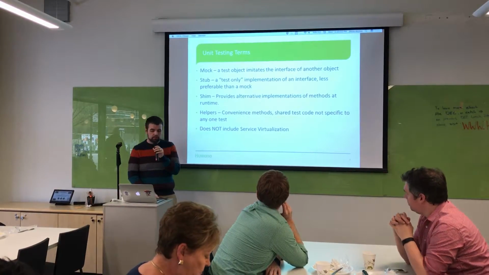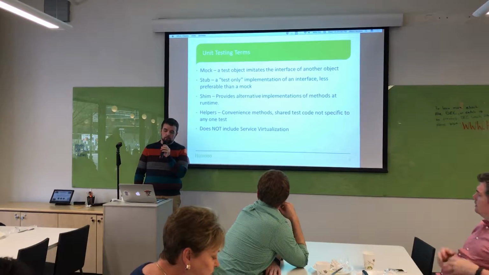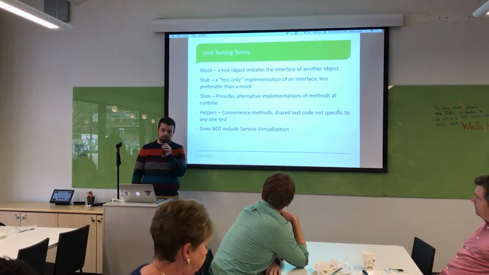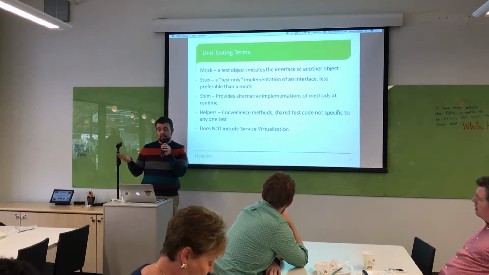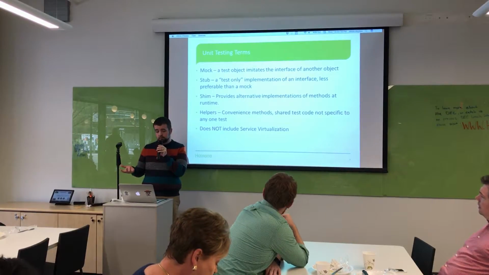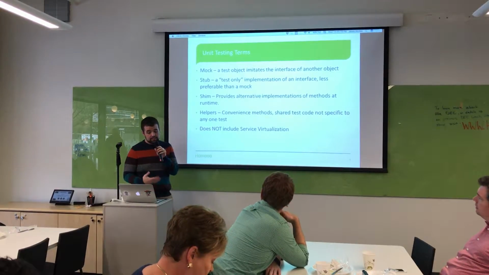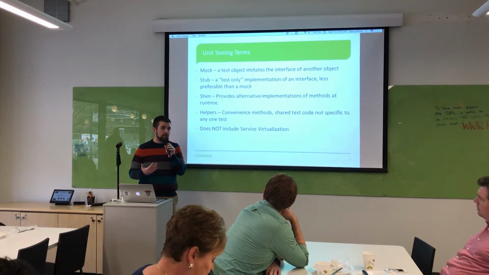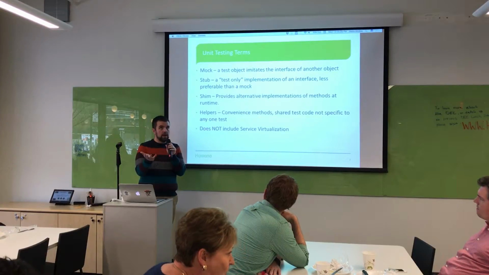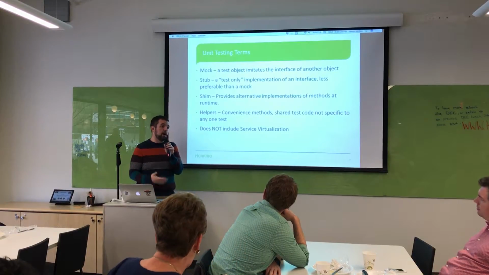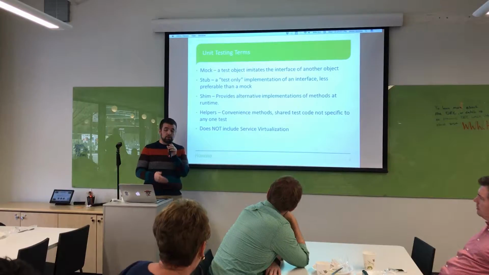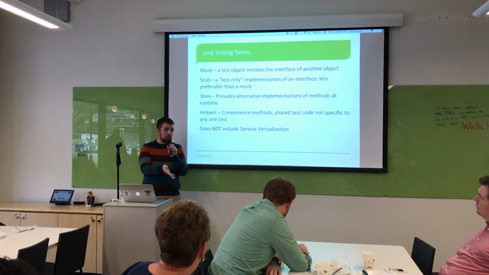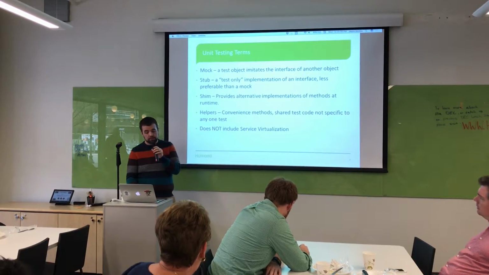So just some quick review of terms here. A mock, that's what you'll see most commonly used when we're writing unit tests. That means we're going to have basically a fake object that imitates the interface of another. A stub is a test-only implementation of an interface, less preferable. If you have a collaborator that doesn't have an interface, so you can't create a mock of that interface, then you may have to subclass that object and create a fake version of it that you can pass to the object in your test.